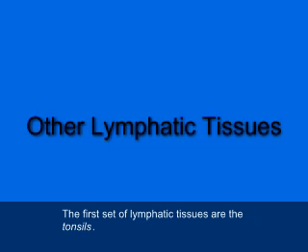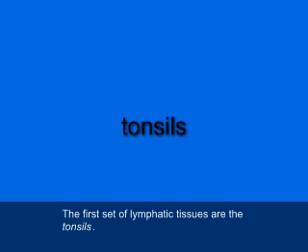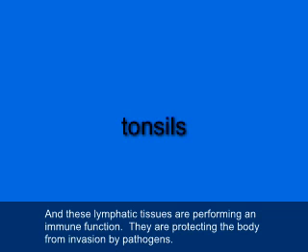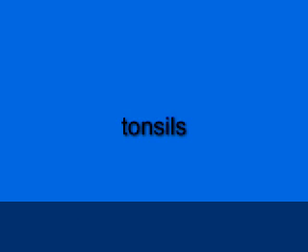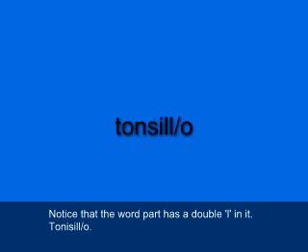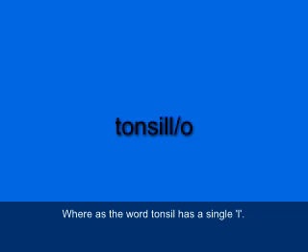The first set of lymphatic tissues are the tonsils. The tonsils form a protective ring around the back of the nose and the upper throat. And these lymphatic tissues are performing an immune function. They're protecting the body from invasion by pathogens. The word part for tonsils is tonsillo, Tonsill/O. Notice that the word part has a double L in it, Tonsill/O, whereas the word tonsil just has a single L.